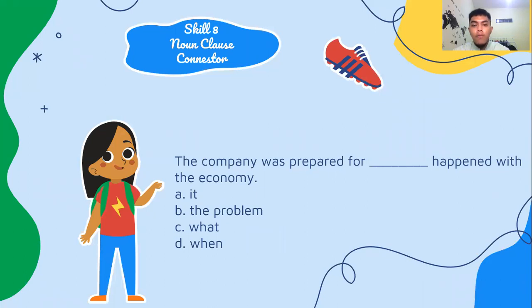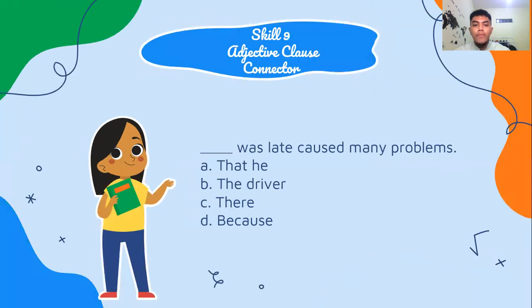Let me now move on to skill 9. Let me give you an example. Skill 9: blah, blah, blah, was late, caused many problems. The choices are A, that he; B, the driver; C, there; D, because. The answer is A, that he.